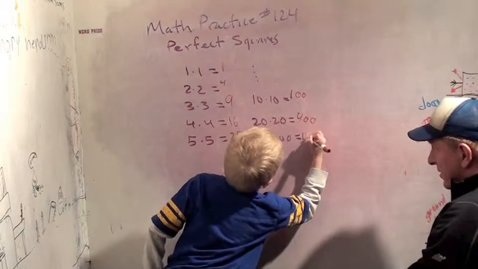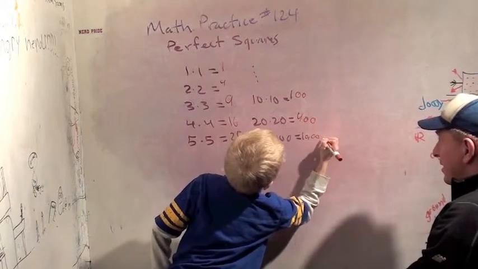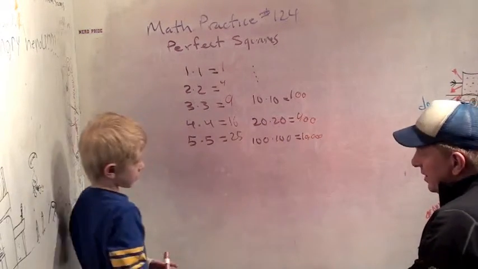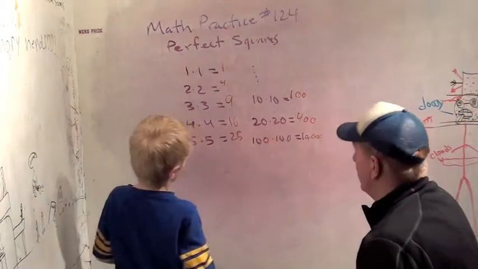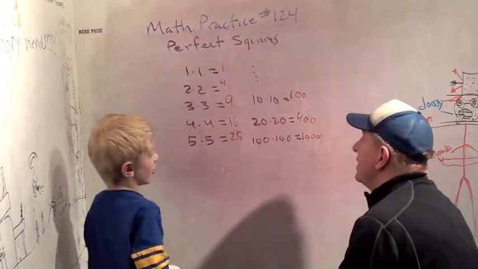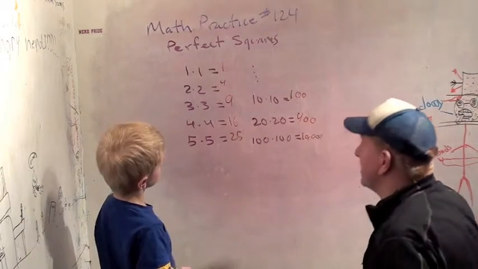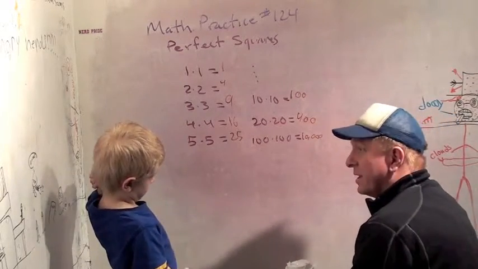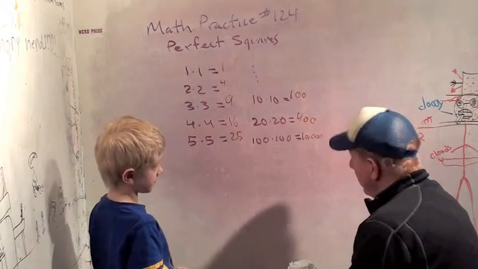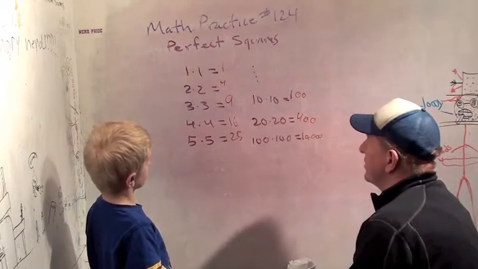Whoa, careful. How did you figure that out? Because 1 times 1 is 1, and then you add 4 zeros, and you get 10,000. Okay, great. Good job. Now, that's an example of perfect squares. All you do is multiply a number by itself. Yep. But why are they called perfect squares?